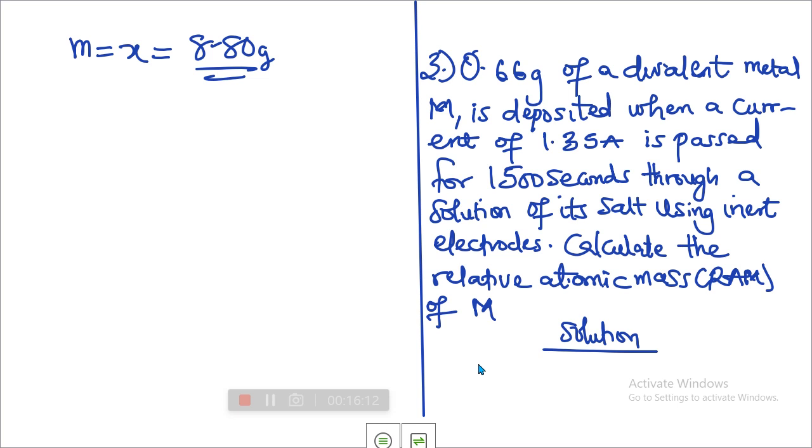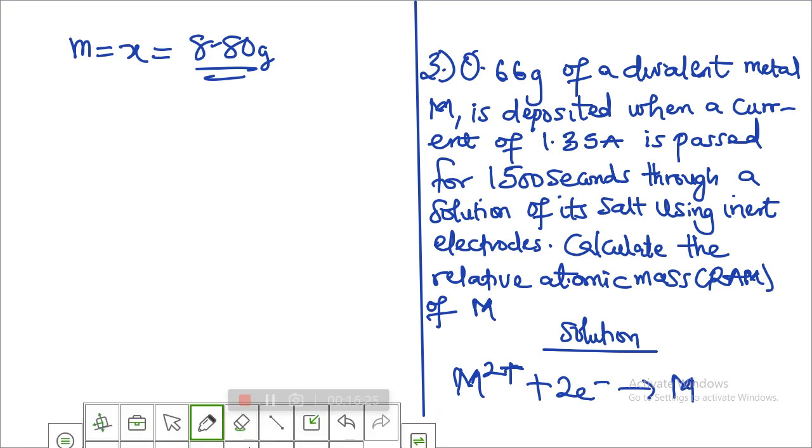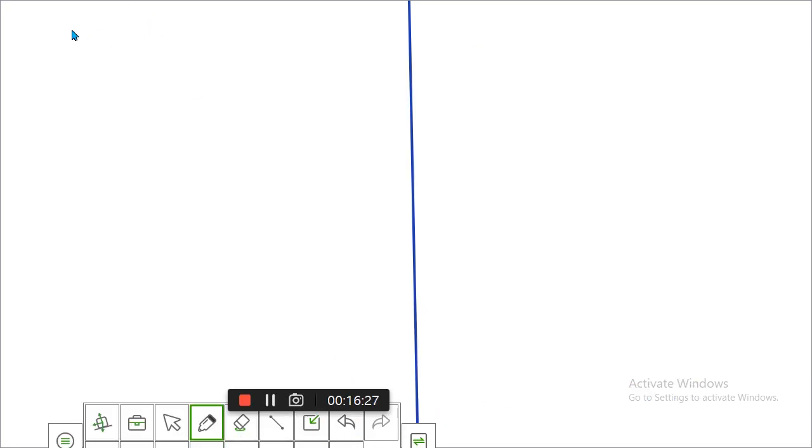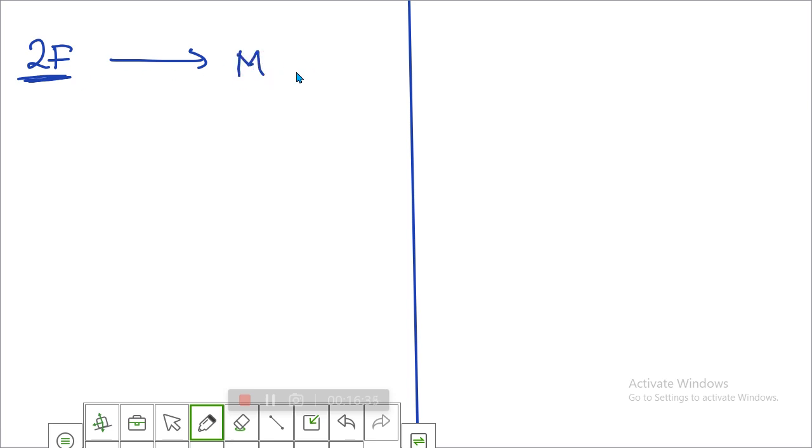So the metal M will be 2 plus. It means 2 plus is automatically 2e minus, which is 2 farad. So there is no big deal in the question. 2 farad is equal to, they ask us to find the molar mass, and I told you whenever you have 2 farad, you'll be equating it to the molar mass.